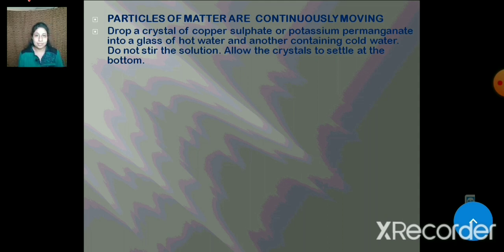Why? Because the particles of the water and the particles of that crystal are continuously in motion, and for that motion they possess kinetic energy also. My dear viewers, what is kinetic energy? Technically we can say kinetic energy is half into mass into velocity square. That means a body, if it has a mass and has a velocity, then it will have a kinetic energy.